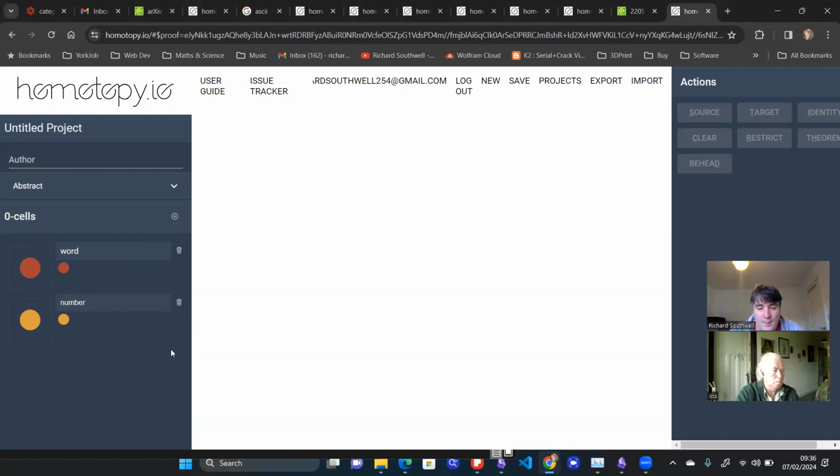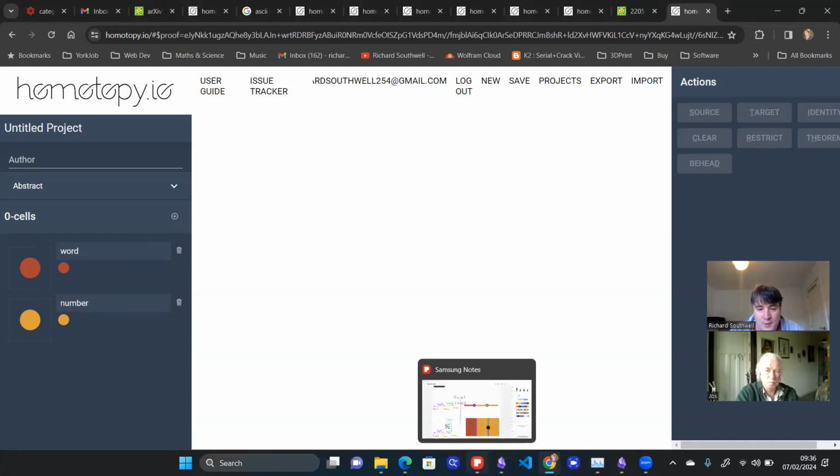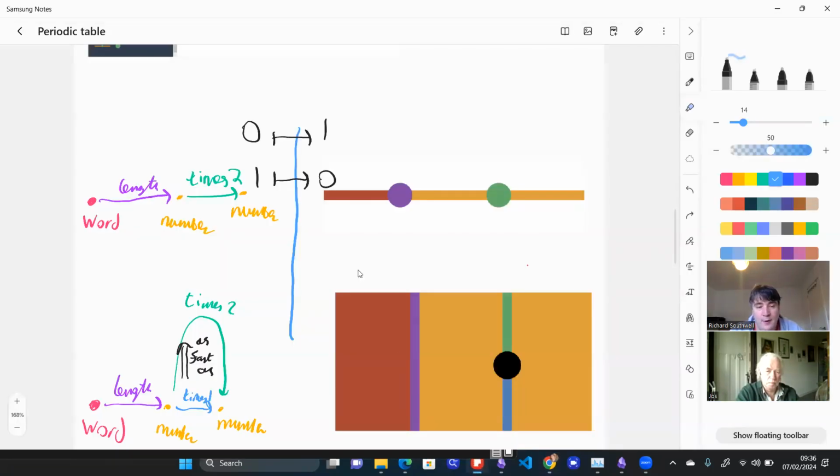Let's go back to the picture and remember what we're trying to do here. We want to make zero cells called word and number, and then we want to make these one cells, which are called length and times 2. So let's start by making length. If we look at this, we can see that the source of length, where this length arrow comes from, is word, and the target of length is number.